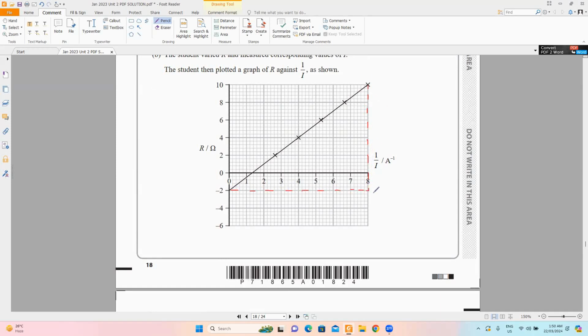So this is my change in y-axis. So change in y-axis would be 10 minus -2. 10 minus -2, change in y-axis, divided by change in x-axis, which would be 8, right? So 10 minus -2 gets you 12, divided by 8. 12 by 8 is 1.5. And since it's the EMF, the unit should be volt.